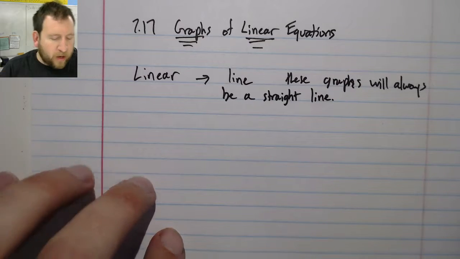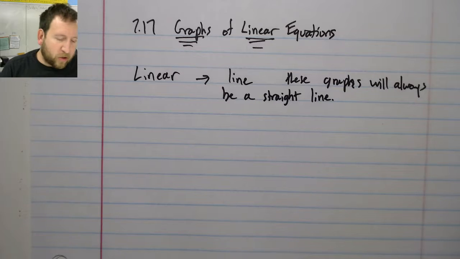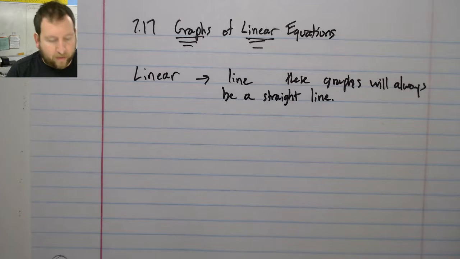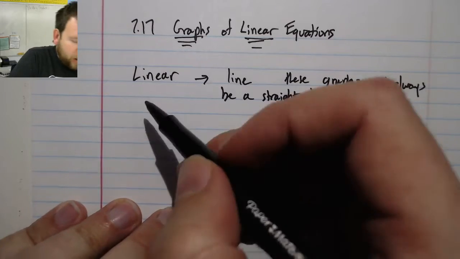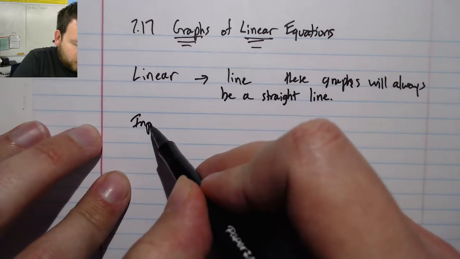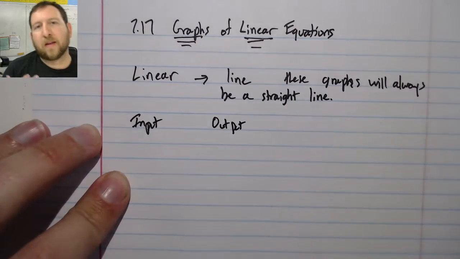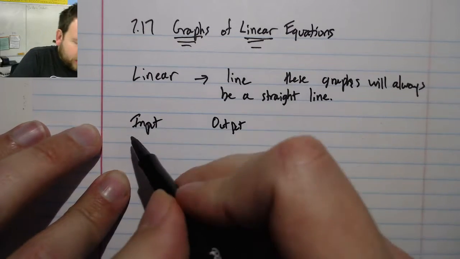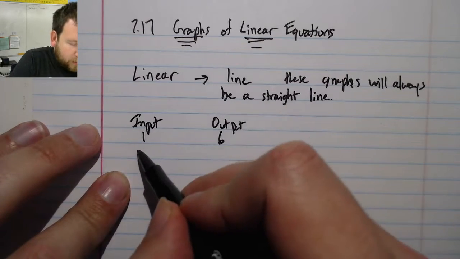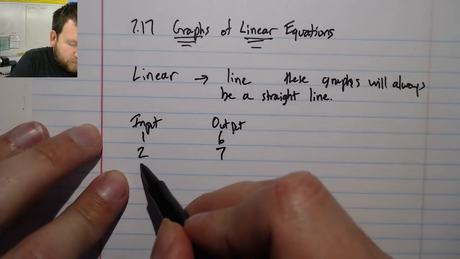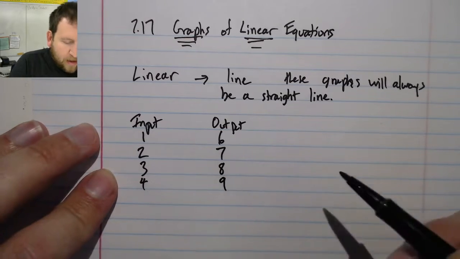So we're going to take the things that we were making before, those input-output tables, and we're going to be turning those into graphs. So let's take a look at a quick input-output table that we can put into a graph. I have my input and my output, and they're going to give you a table in this case. So this one might look like this. It might say 1 and 6, 2 and 7, 3 and 8, 4 and 9.